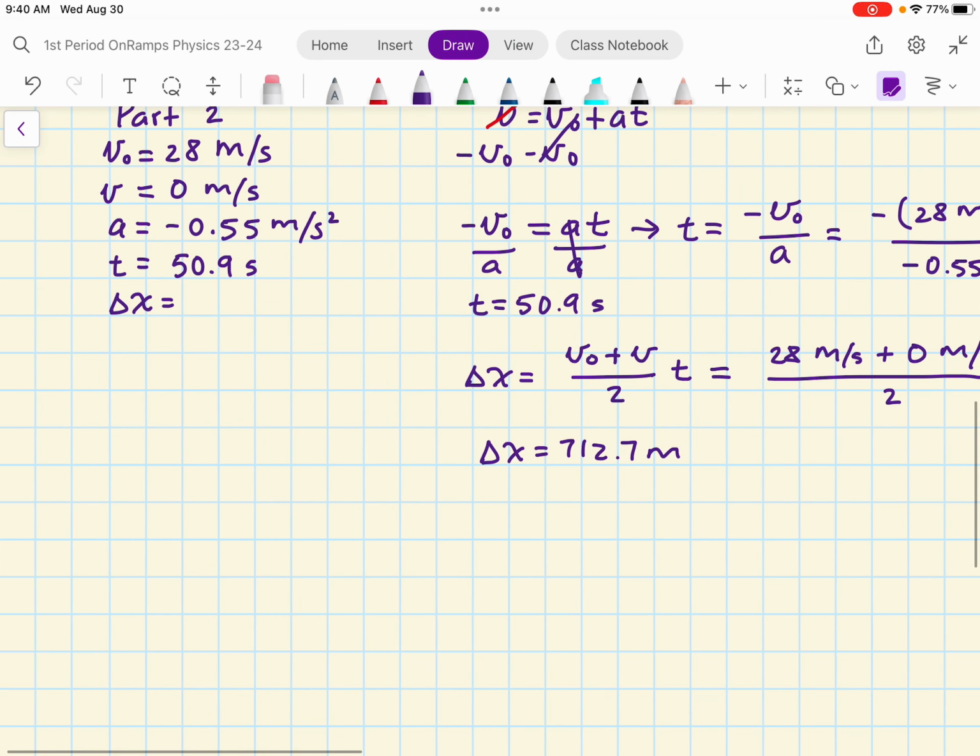And there we go. We have all the variables or the quantities from part 1 and part 2.